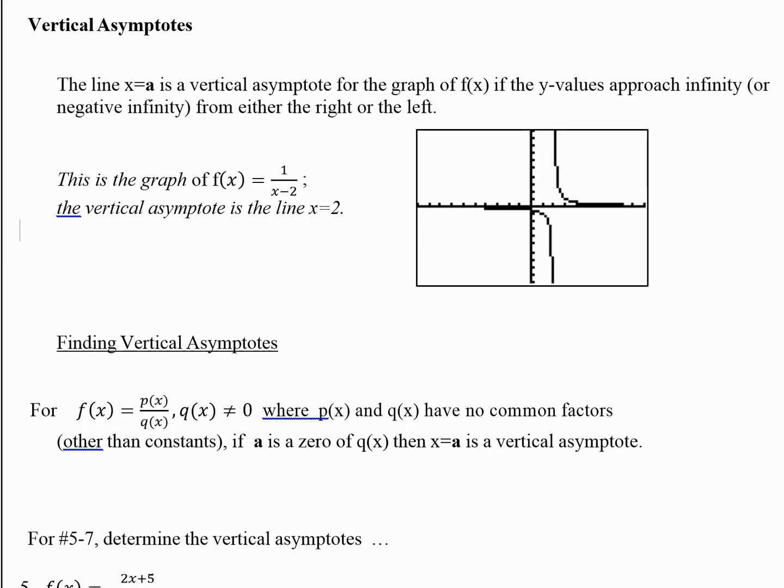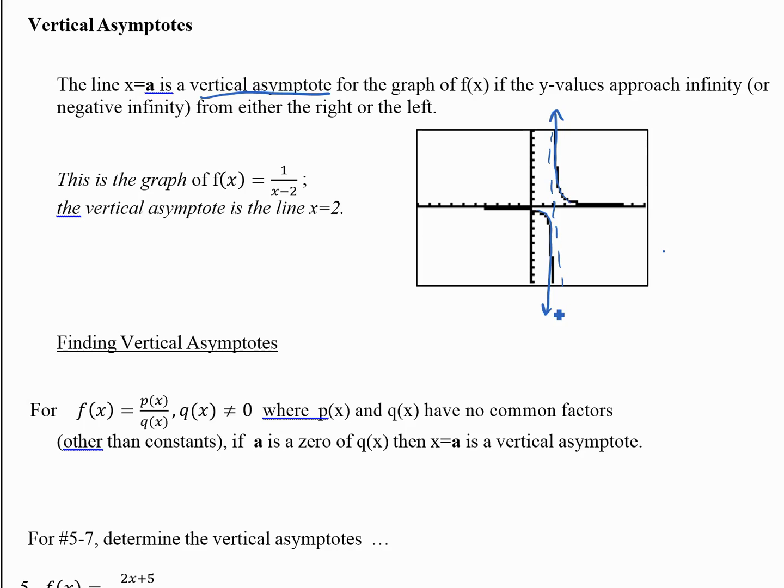So vertical asymptotes are a vertical line, and we say the line x equals a is a vertical asymptote for the graph f of x if the y values approach infinity or negative infinity from either the right or the left. So we see if we draw this dotted line right here at x equals 2, on one side the graph is going up toward infinity, and on the other side it's going down toward negative infinity. The dotted line isn't actually part of our graph, but on either side the graph is approaching infinity or negative infinity, and that's called a vertical asymptote. So we say the vertical asymptote is the line x equals 2. And since we are talking about the equation of a line, that x equals part is important.